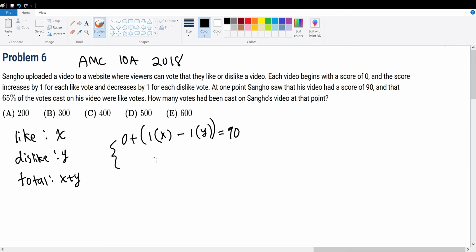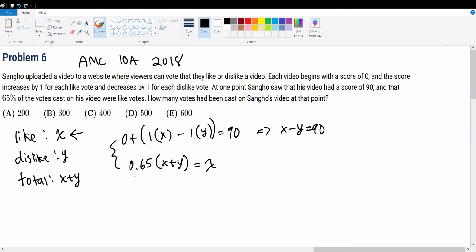Now we're told that 65% of the votes cast were like votes. So 65% of the total votes, which is X plus Y, were like votes. We assume like votes to be X, so this is equal to X. We have two variables and two equations, so we can solve for both variables. The first equation is X minus Y is equal to 90.